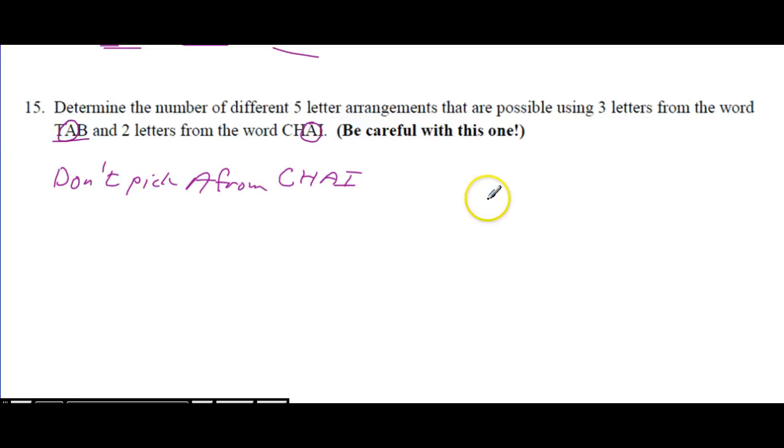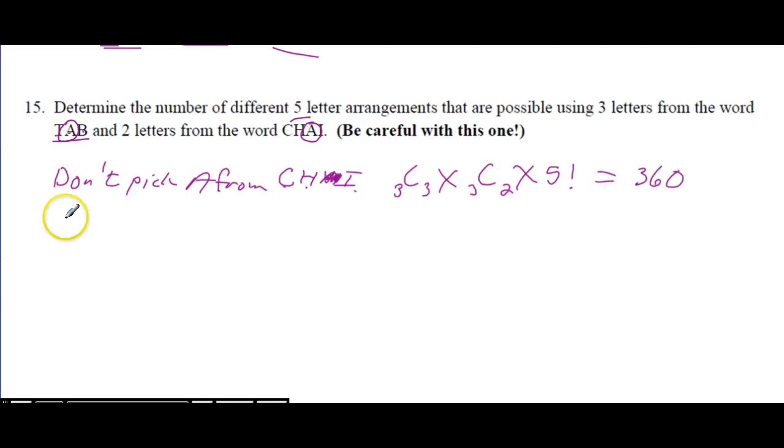So if we don't pick the A, then let's deal with tab first. So we're going 3C3. Remember, we're choosing the letters first, then we'll arrange them. If we don't pick the A from chai, then we've got 1, 2, 3 letters, and we need a 5-letter arrangement, so that becomes 3C2. In this case, there will be no repeating letters, since we have a T, A, B, and a C, H, I. Those are all different letters, so then we'll multiply that by 5 factorial. And that works out to 360.